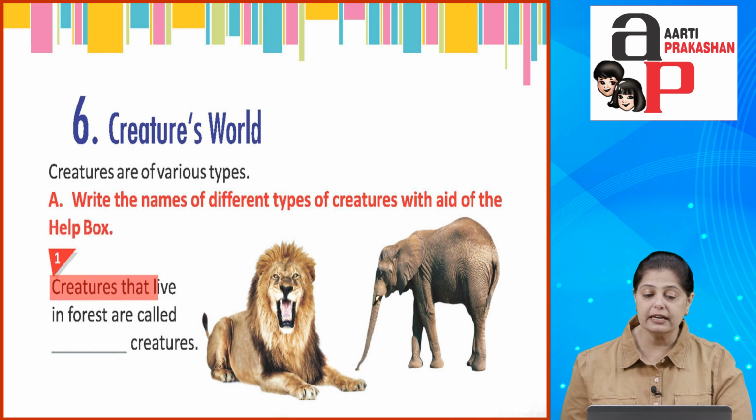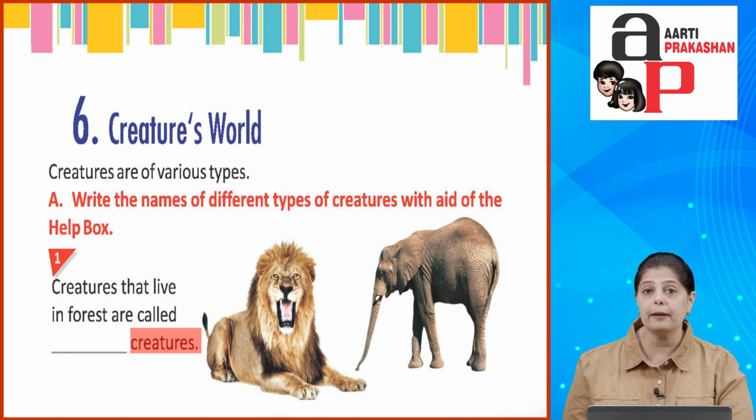Creatures that live in the forest are called wild creatures, or as we say in simple words, they are called wild animals. All right, clear? So we say wild creatures. Now for example, have you seen a lion? Does he live in a home? No. Where does it stay? It stays in the jungle, and that is why it's a wild animal. Have you seen an elephant at home? No, it stays in the wild, in the forest and the jungles. So that's why it is a wild animal. These are examples of wild animals.